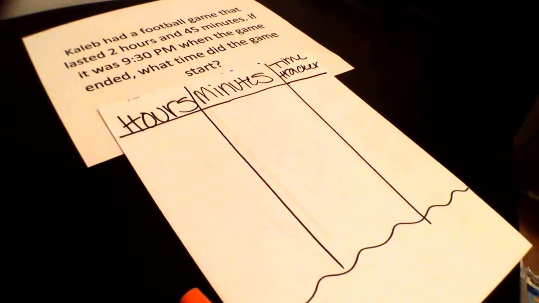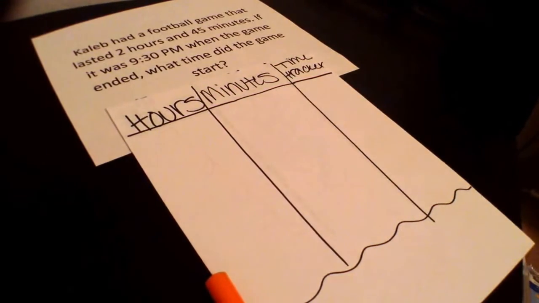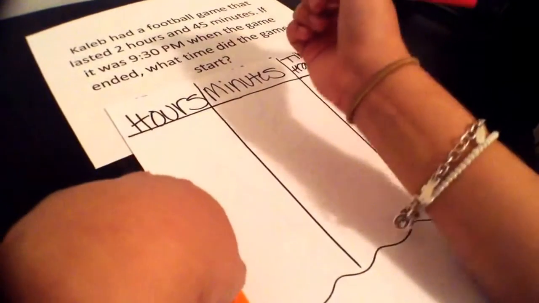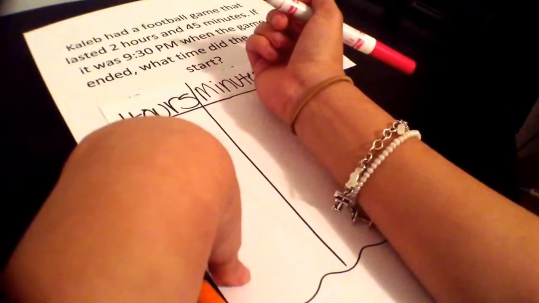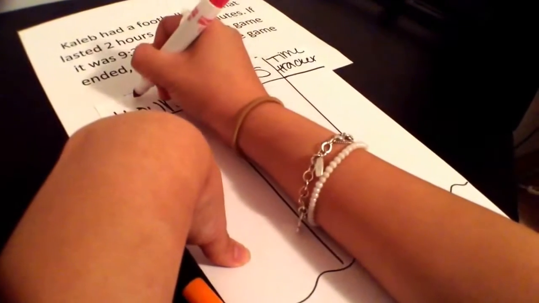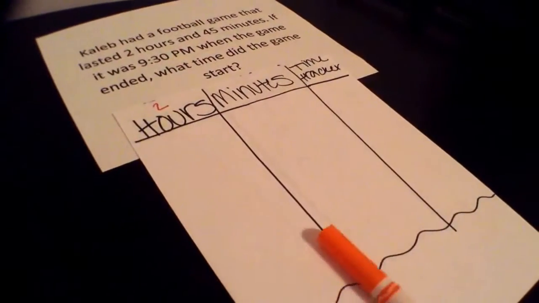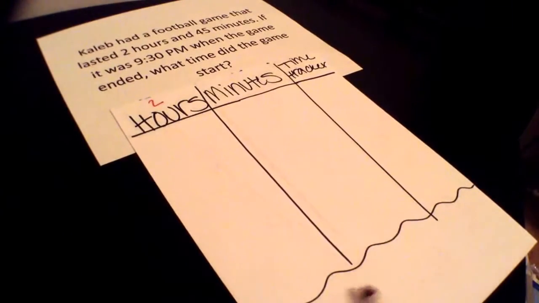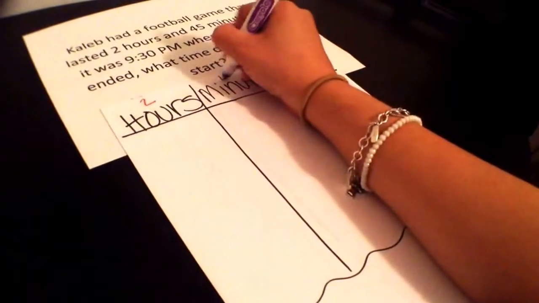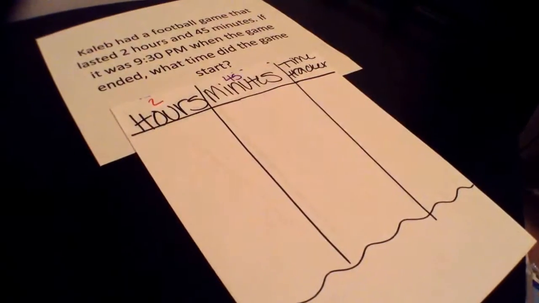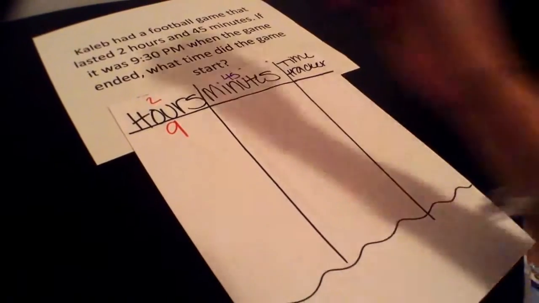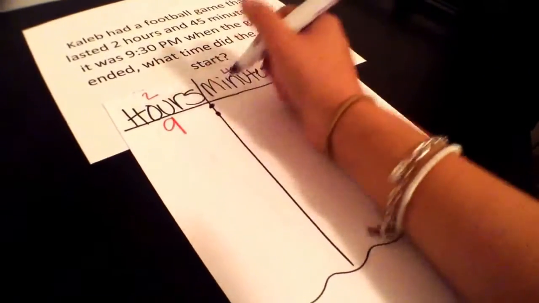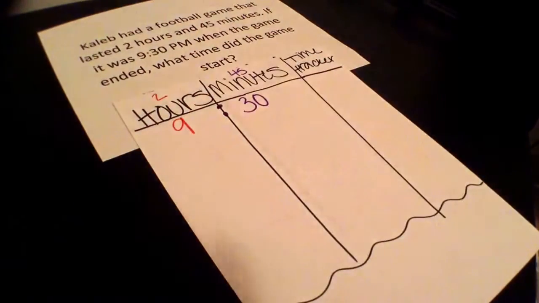Okay, so I'm going to use a pink marker to represent my hours on my time tracker chart. And so at the top, I just want to write how long the game lasted. That way I can remember and know what amount of time we're going to be subtracting. So we have 2 hours, and I'm going to use the purple marker to represent my minutes. So we have 45 minutes. Okay. So we started at 9:30. So I'm going to write that. We always write our initial time first, 9:30.